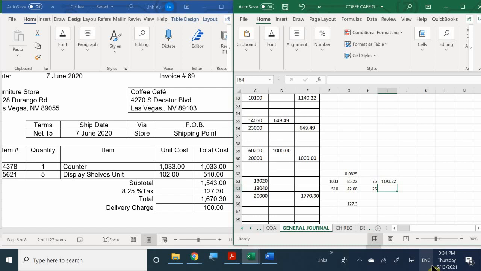So in this case, you can just add these rows together, and what do you know? I have 1193.22 for the counter, and I have 577.08 for the shelves. And if you add these up together, boom, you can solve that. It is exactly 1770.30 even.